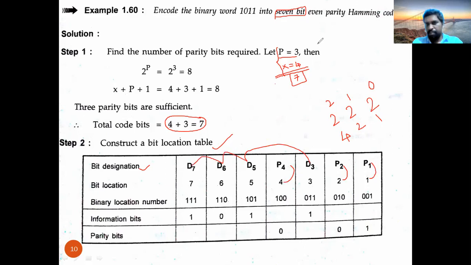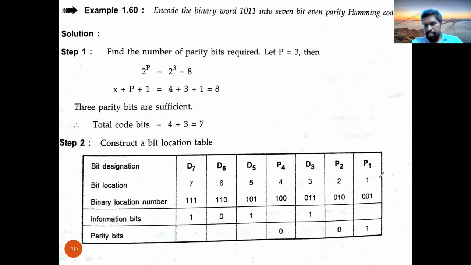Okay. Next, write the numbers and convert them into binary form. Now you should find parity bits. Just for the time being, erase these values. Why? Because we don't know the parity values. We only know the information.